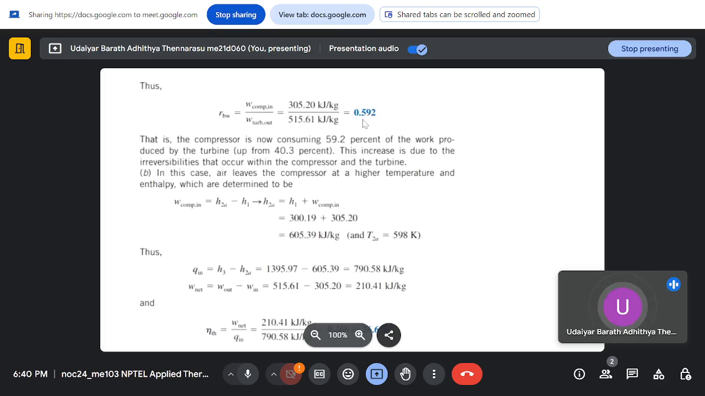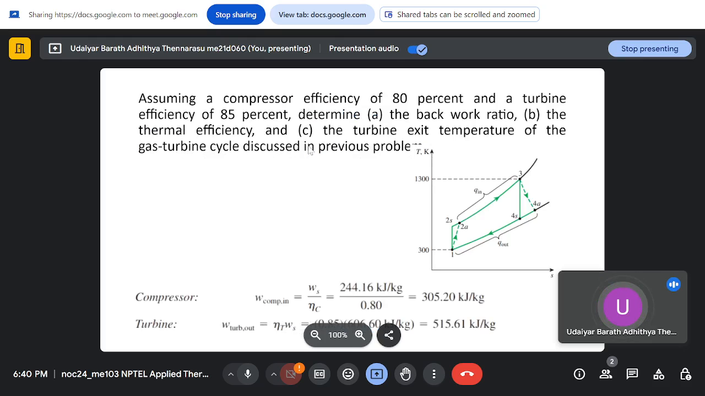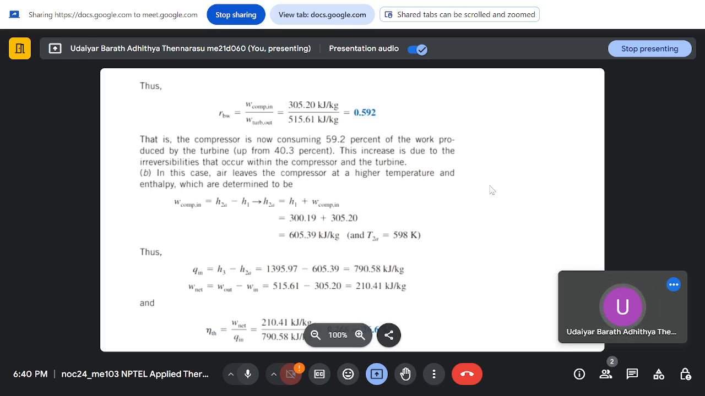Previously it was 40.3%, but also the turbine work was higher. Here the turbine work has gone down, and you are utilizing 59.2% of the work in compression. This is because of the irreversibility which is happening in the compression and expansion process. So next, we need to find out the thermal efficiency and the exit temperatures.